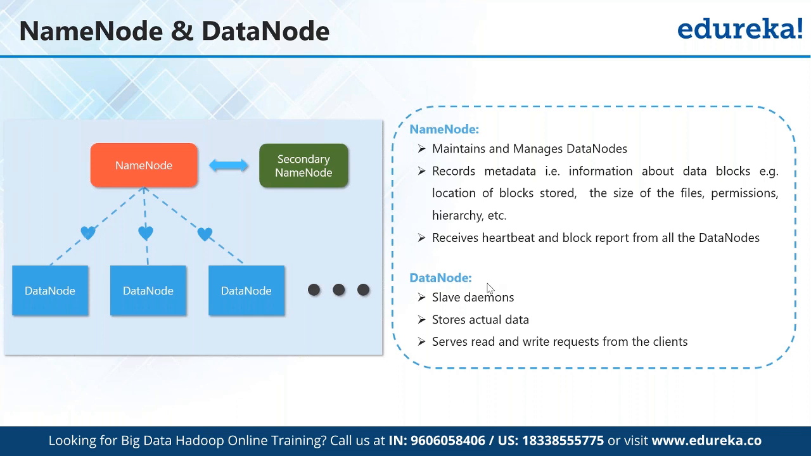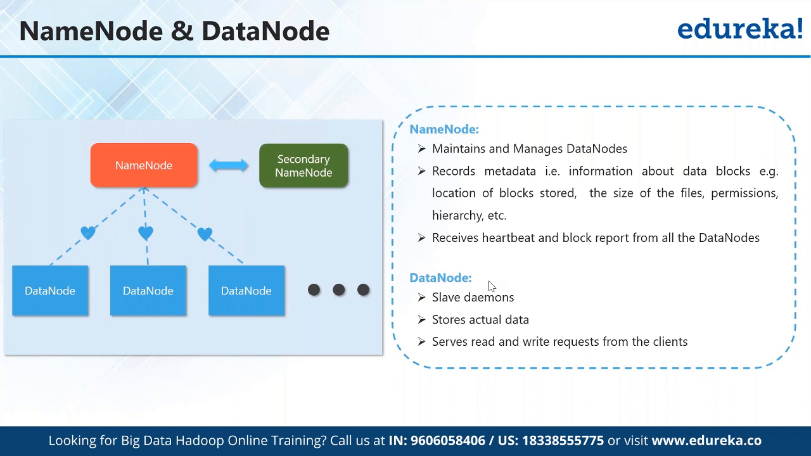Now on the master, name node is a process which will run. And what would name node do? Metadata. It will just have information about the slaves: what is running on slaves, who is working on what, what is stored where. So the information on name node is metadata like information about data blocks, location of blocks, size of the files, permissions, hierarchies, etc.